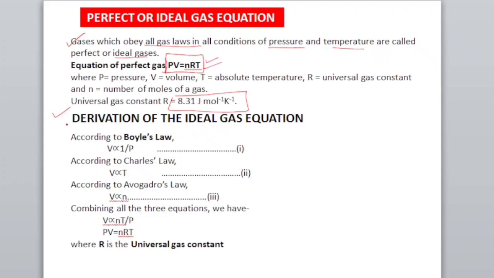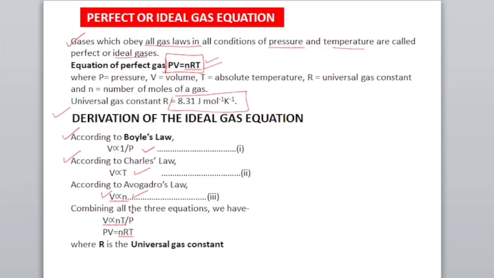You have to combine all gas laws to get this equation, because ideal gases are those gases which obey all gas laws in all conditions of pressure and temperature. So first I am going to derive this one. First, according to Boyle's law, V is inversely proportional to pressure. According to Charles' law, V is directly proportional to temperature, and according to Avogadro's law, equal volumes of all gases contain an equal number of molecules. So V is directly proportional to N.